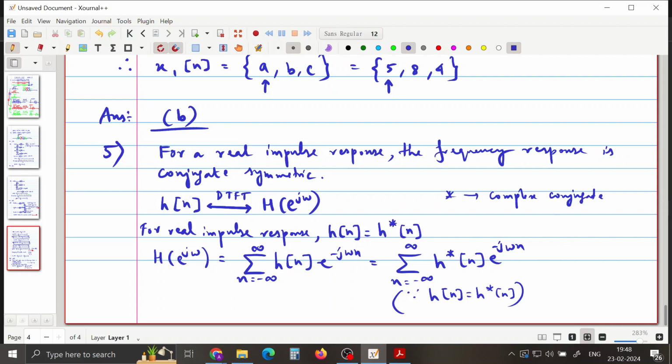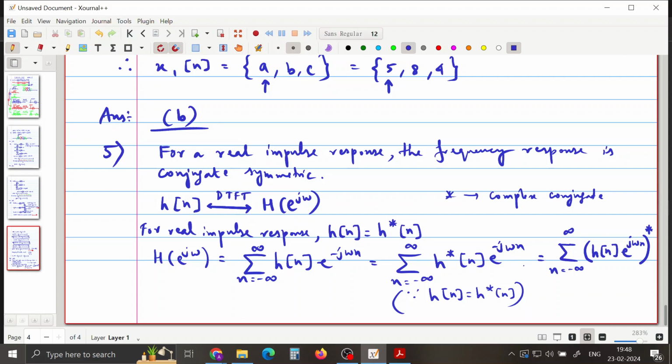So now what do we get? This is nothing but summation n running from minus infinity to infinity. I can rewrite this as h of n times e power j omega n, whole conjugate, because if you take the conjugate of this whole thing, the first term will be h star of n, and the conjugate of e power minus j omega n is e power j omega n. So I can rewrite it like this as well, right?